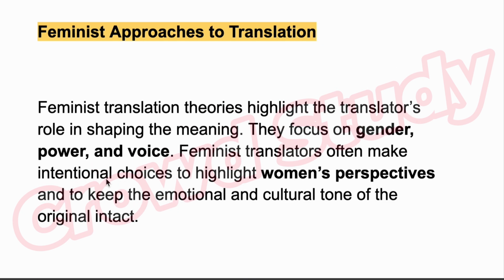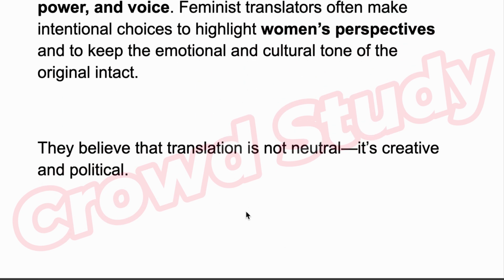Feminist approaches to translation. Feminist translation theories highlight the translator's role in shaping the meaning. They focus on gender, power, and voice. Feminist translators often make intentional choices to highlight women's perspectives and to keep the emotional and cultural tone of the original intact. They believe that translation is not neutral, it's creative and political.